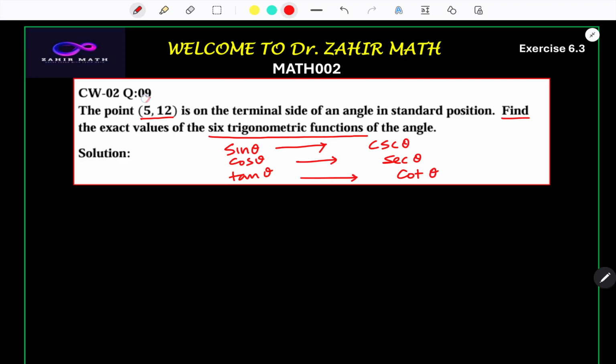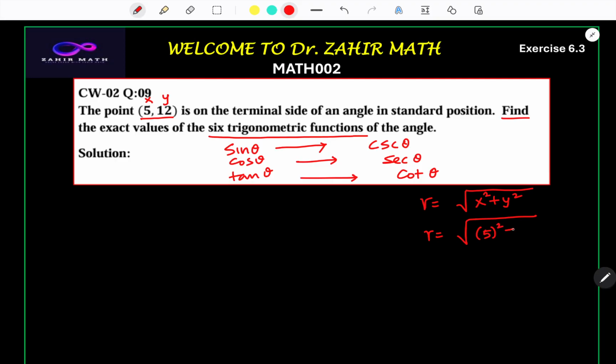Before going to this, this is your x and this is your y. Am I right? So if x and y are available, we need to find r. What is the formula for r? Square root of x square plus y square.